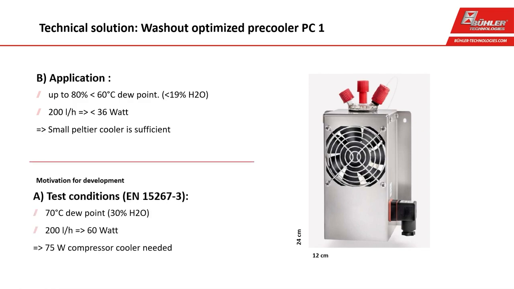However, according to EN15267-3, the measurement system is tested at a dew point of 70 degrees centigrade, 30% by volume H2O, which is really high. In case of 200 liters per hour, a cooling capacity of 60 watts is necessary, meaning that a compressor cooler with a capacity of 75 watts is required. The PC1 reduces the required cooling capacity drastically.